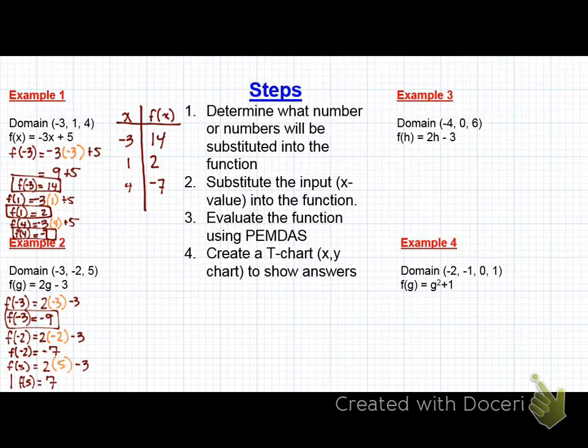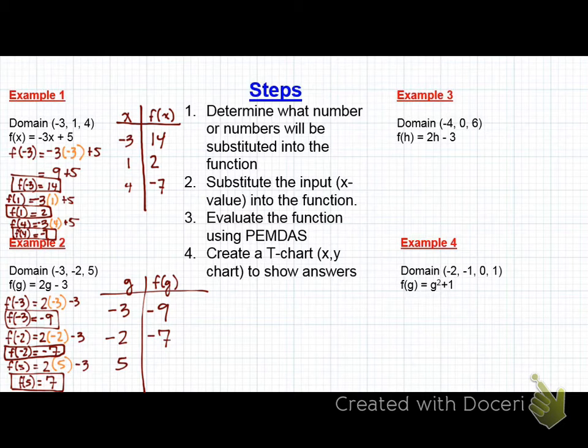Then I'm going to take my inputs and outputs and create a t-chart just like the last one. So I'm putting in g and then f of g, so all my ingredients go under g. Outputs, so I have a negative 3, I said I had a negative 9. Negative 2 is negative 7, and then 5 is positive 7, and that's it. Make sense? Okay, that's what we're doing today.